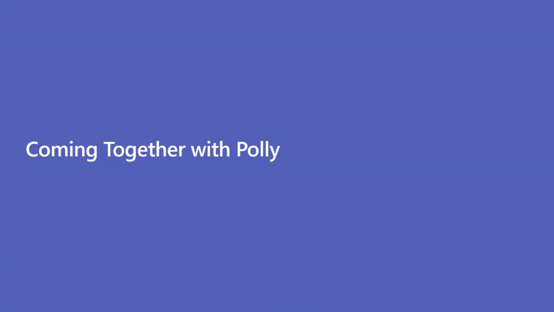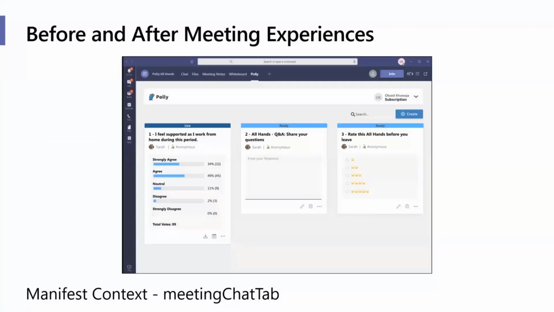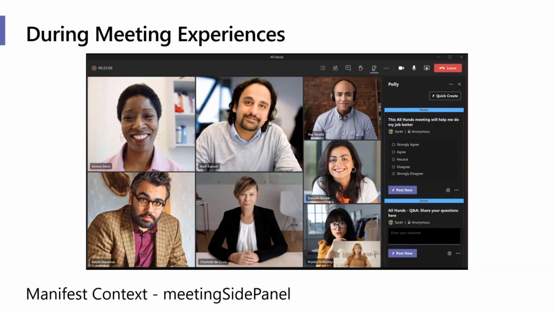I'll wrap it up with one example, which is Poly. The way Poly has done this is that for the before and after the meeting experience, they have added meeting chat tab to their manifest as a context. Because of that, they are able to operate as a tab in the meeting chat before and after the meeting. During the meeting, they've enabled meeting side panel as the manifest context, which is why they are able to render the in-meeting side panel.